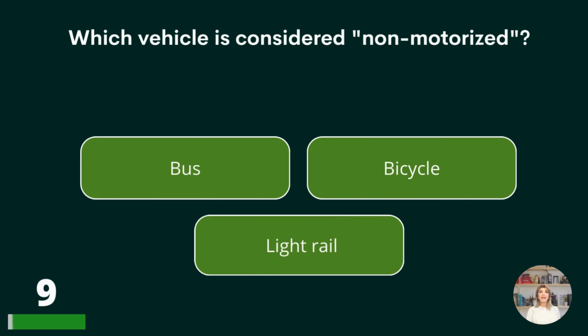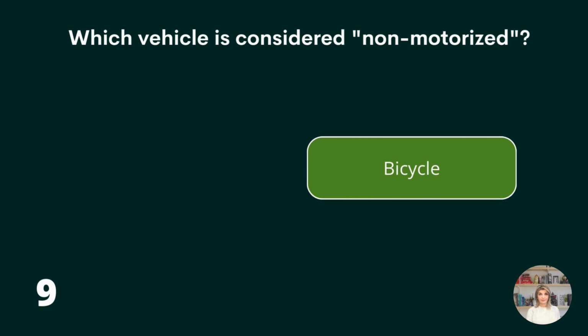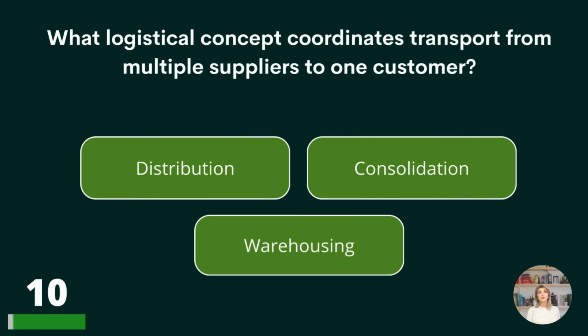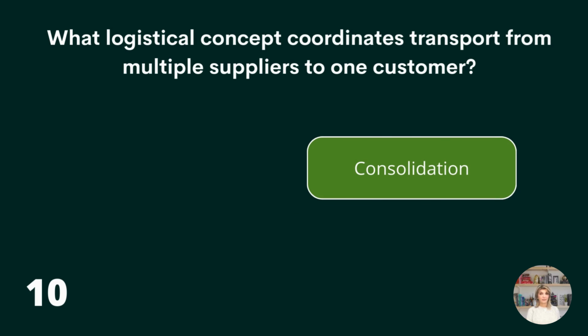Which vehicle is considered non-motorized? Bus, a bicycle, or light rail? Bicycle. What logistical concept coordinates transport from multiple suppliers to one customer? Distribution, consolidation, or warehousing? Consolidation.